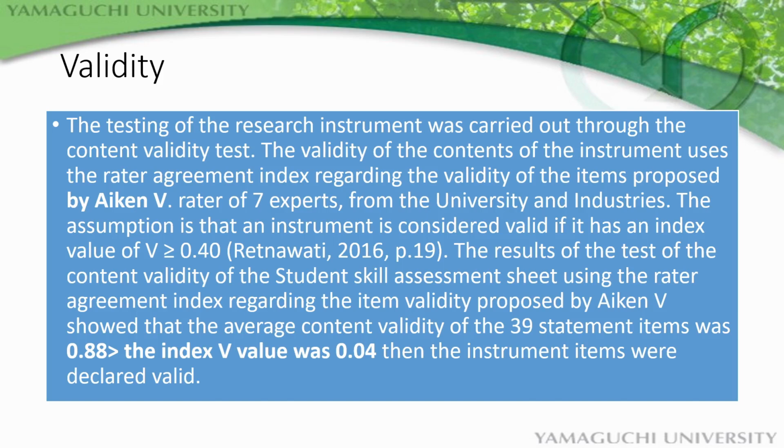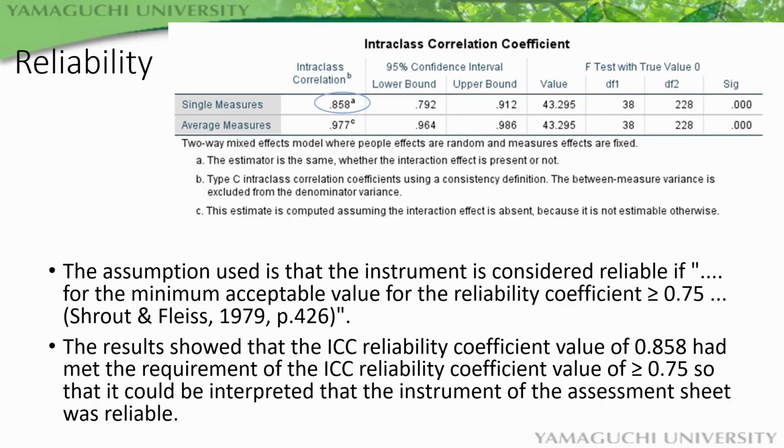The validity in this research from the 39 statement items was 0.88. This is more than the index of V value, 0.04. The reliability of the research, we use the interclass correlation coefficient, 0.858. This is more than 0.75 as the ICC reliability coefficient. So it could be interpreted that the instrument of the assessment seat was reliable.